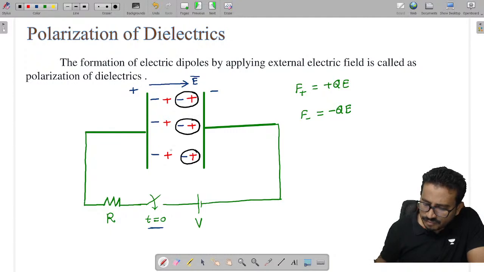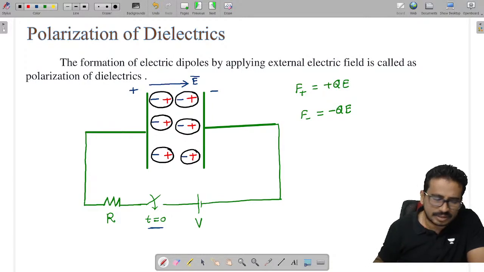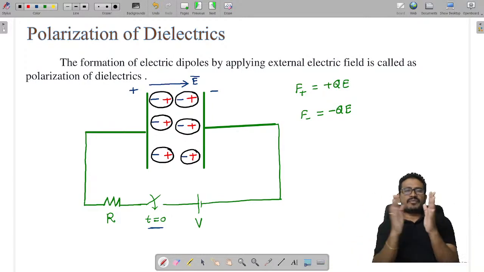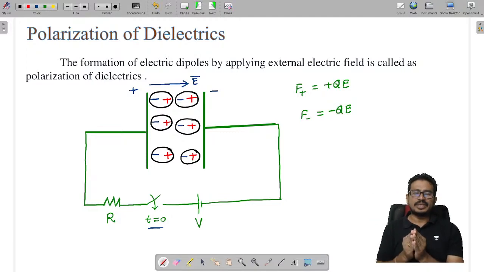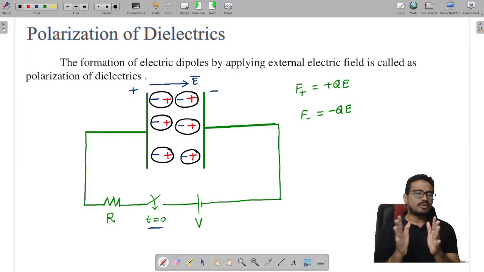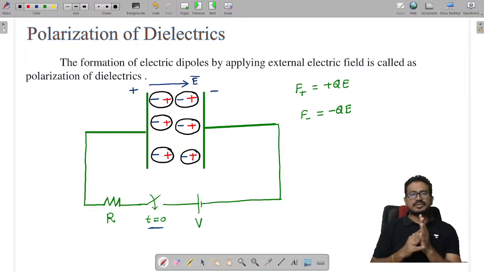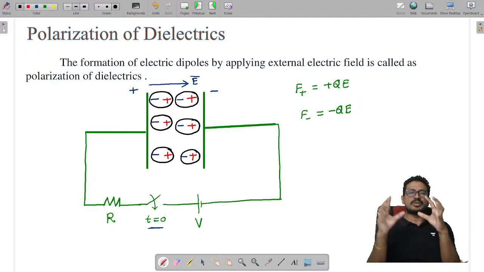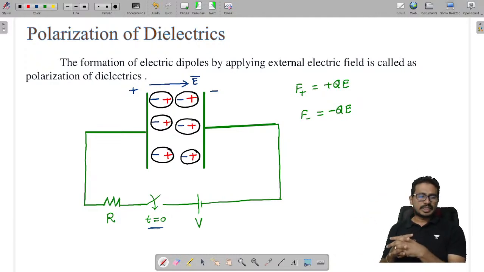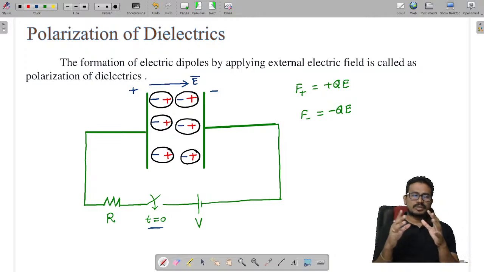Until the left side force balances the right side force, there is a movement of charges. Once the left and right forces get balanced, then there is no further movement of charges. Then I can say that dipoles are formed.